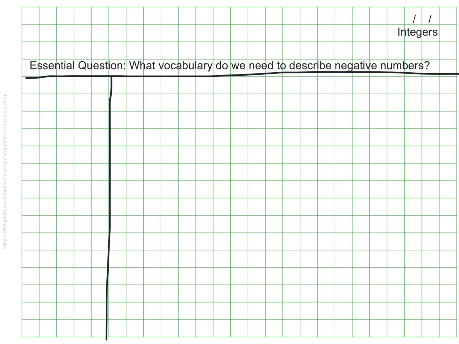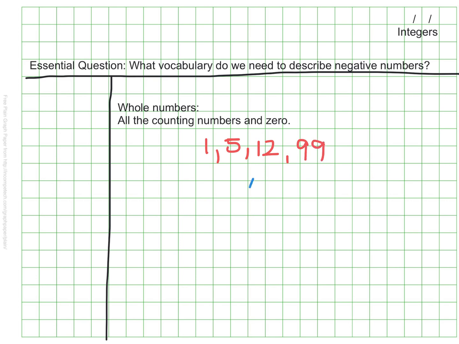We've worked a lot this year with whole numbers. Whole numbers are all the counting numbers and the value of 0. Whole numbers are things like 1, or 5, or 12, or 99. These are all examples of whole numbers. 44.5 is not a whole number. Whole numbers are also positive. With the exception of 0, all whole numbers are positive.